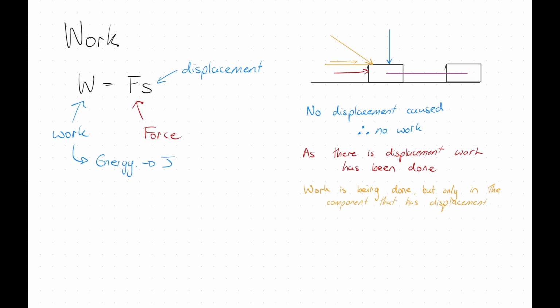Generally, when you come across this formula, it is going to have a cosine theta attached to it. So work is going to be equal to our force times the displacement times the cosine of theta. I prefer not to include that, mainly because I expect you to know that if a component of the force is not causing a displacement, no work is being done.